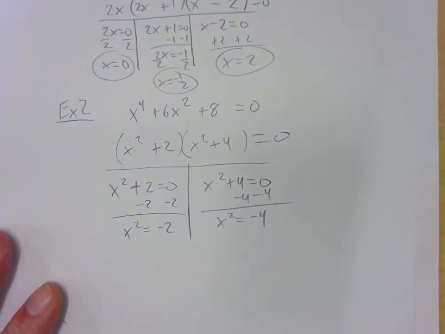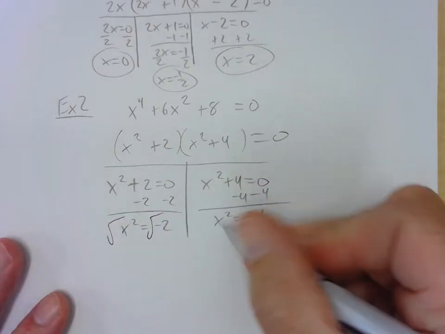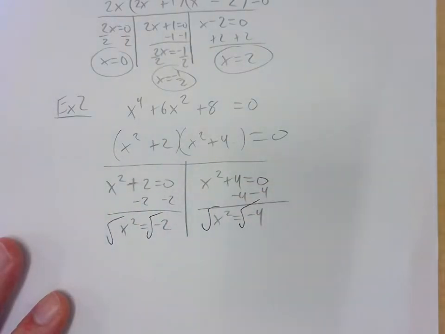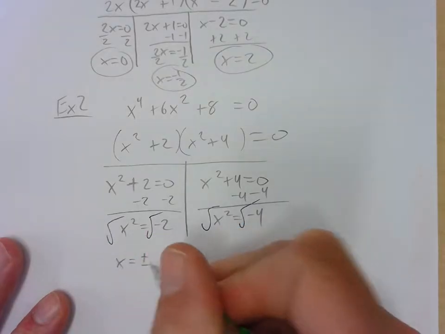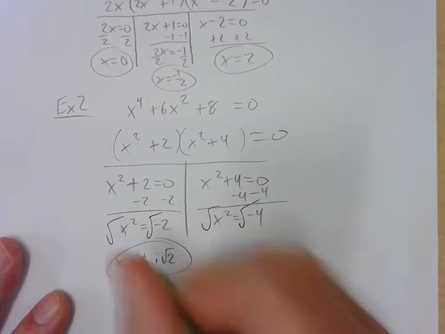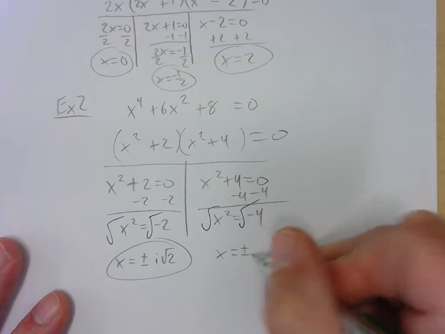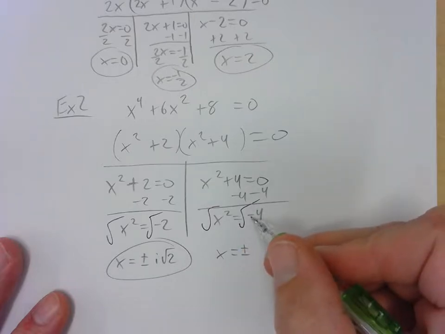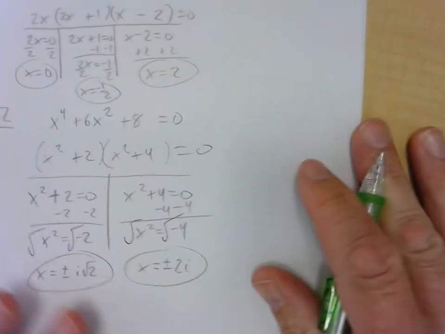Then I can take the square root of each side. So I'm using the square rooting technique. I don't need the quadratic formula, right? Just take the square root of each side. So x equals, don't forget the plus or minus, take out the negative, i radical 2, and then x equals plus or minus, square root of 4 is 2, and then the negative represents the i, so it's 2i. So there really are 4 solutions to this.